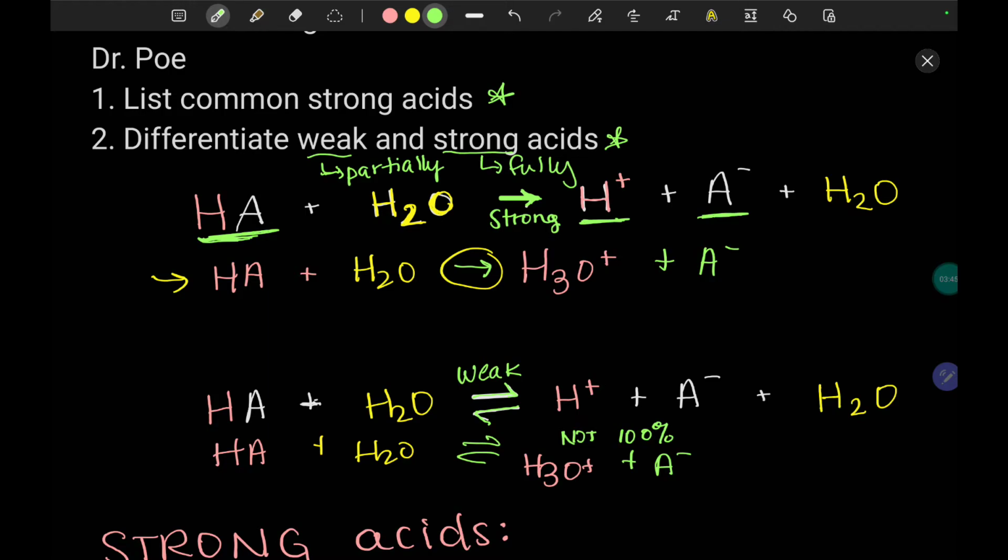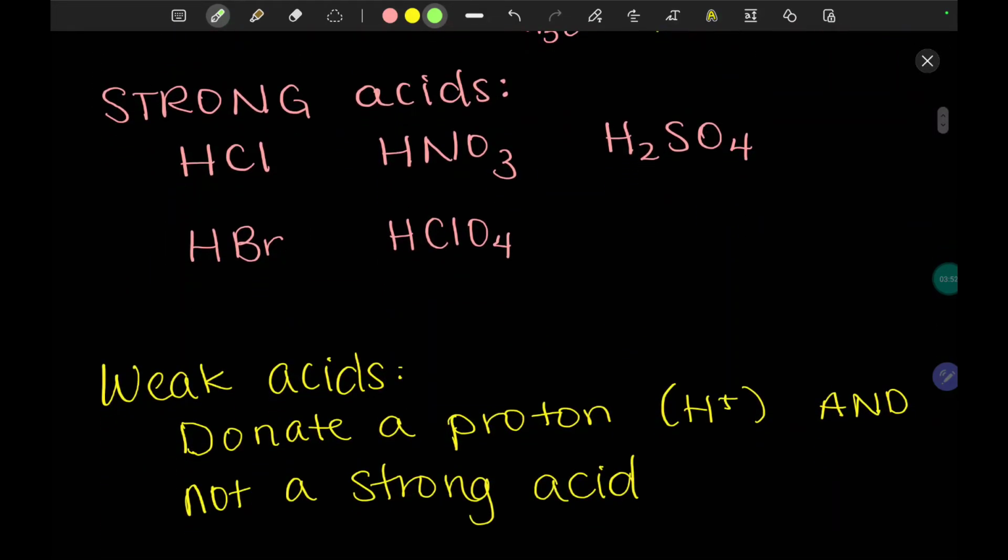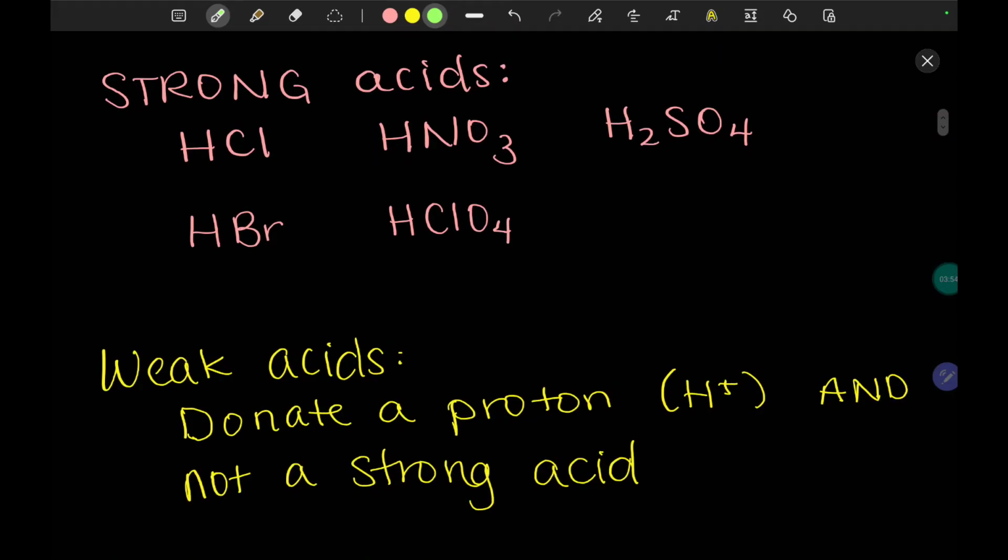Okay, so how are we going to know what's a strong acid and what's a weak acid just by looking at the formulas? Well, there's just a handful of strong acids that we need to memorize. So let's go through that really quickly. One you should definitely know is hydrochloric acid. That's HCl. We've also got nitric acid. And if you notice in the names, they've all got the word acid. That's a big indicator that they are, in fact, an acid.